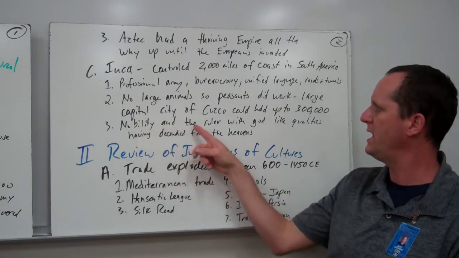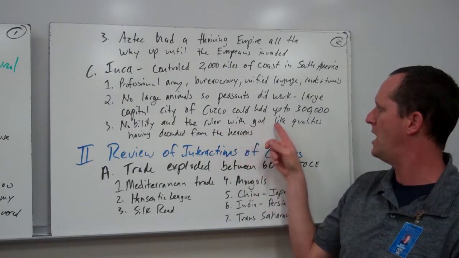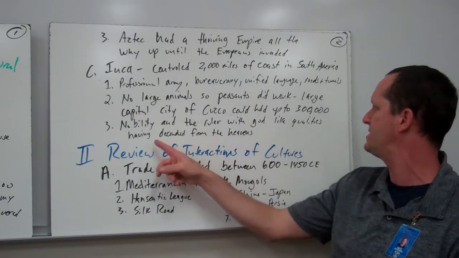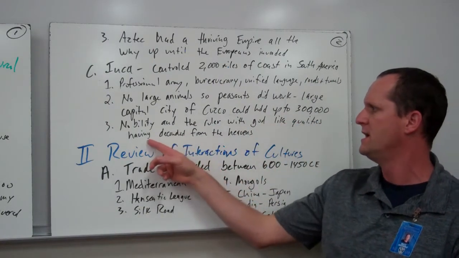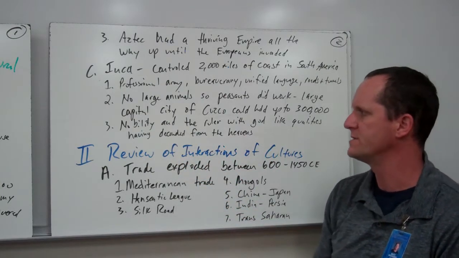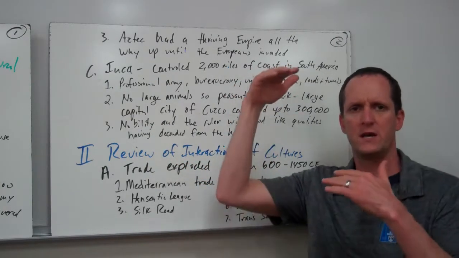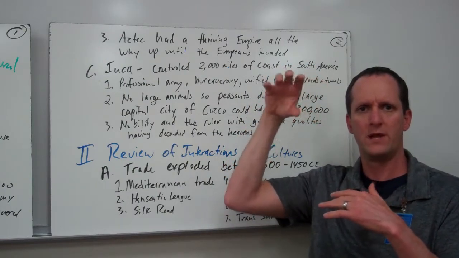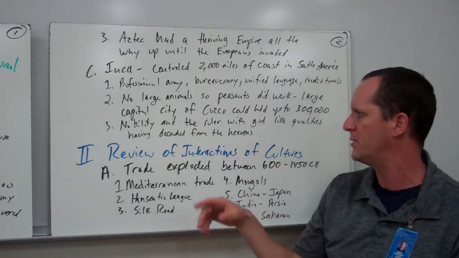All right, nobility and the ruler had godlike qualities, having descended from the heavens. So there were different social classes, with the nobility up here and everyone else below.